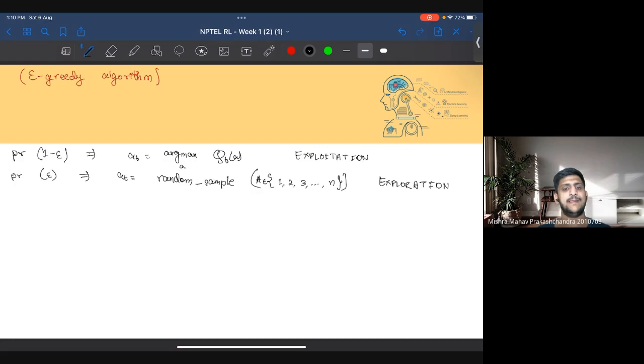So with probability 1 minus epsilon, you select the best action, and with probability epsilon, you select randomly from the available actions. But it may so happen, right?